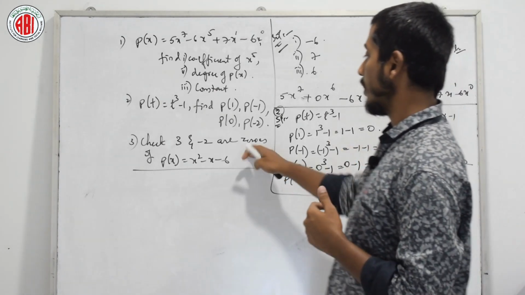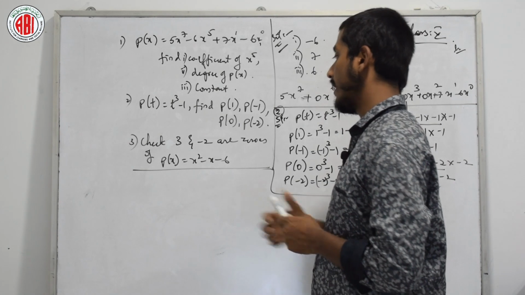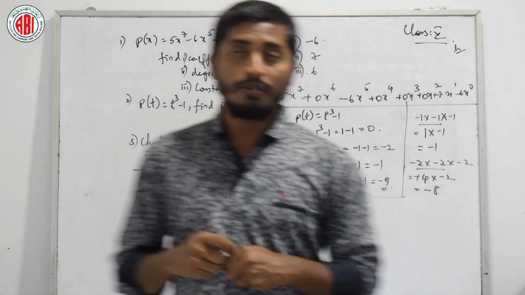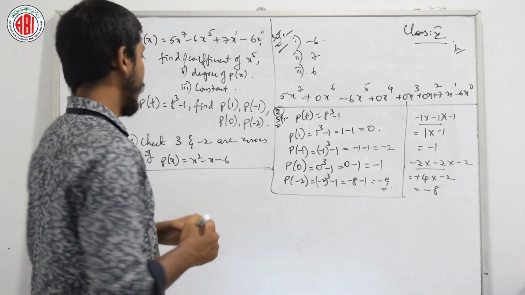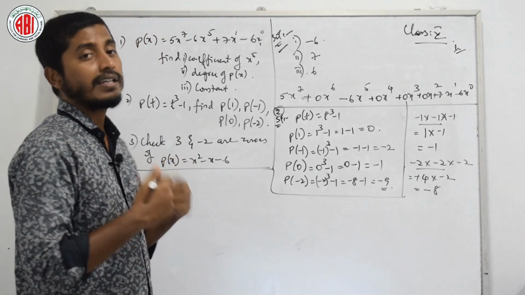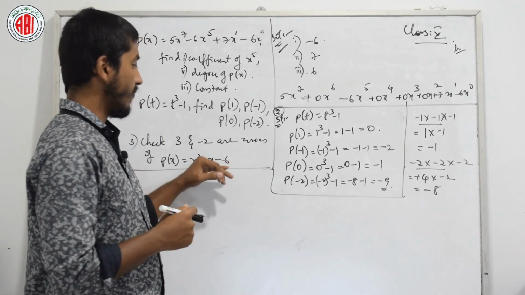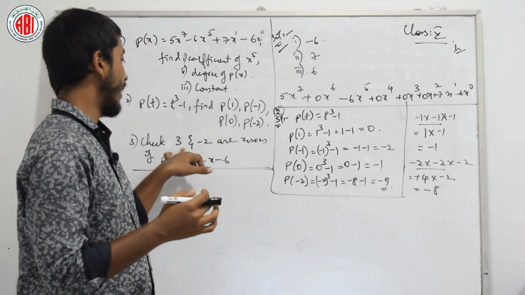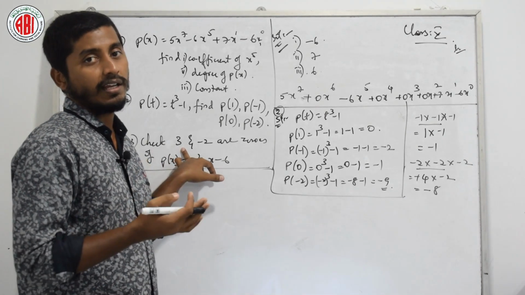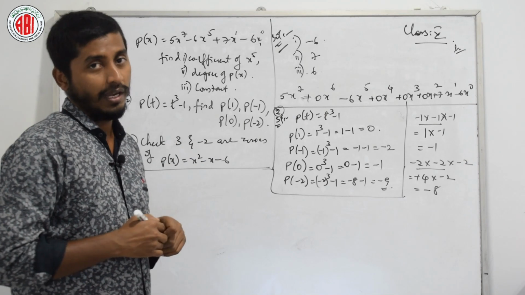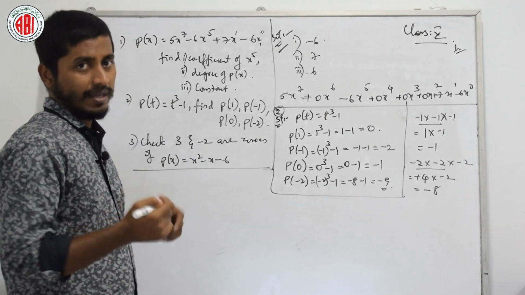Now let us go to third question. He is asking that check whether these are zeros of this polynomial. Okay. How to check? We have to substitute these values in this and check whether we are getting 0 or not. If the value of this polynomial is equal to 0 at x is equal to 3, then we can conclude that this has the zeros 3 and minus 2. Is it clear? Now let us substitute in that.